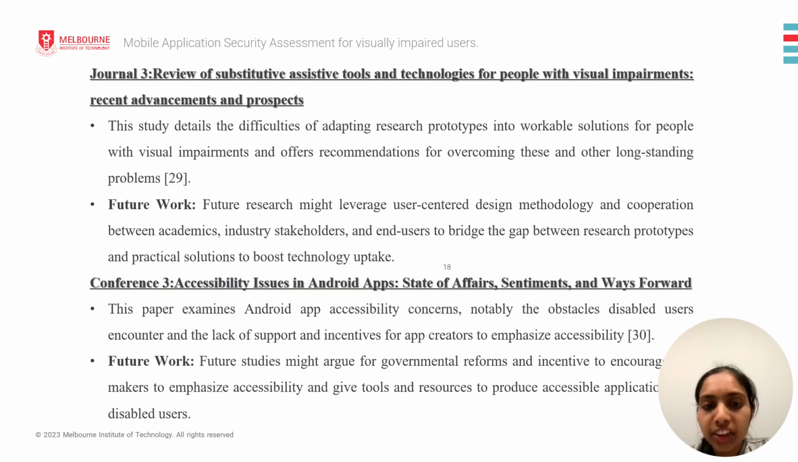Journal 3 paper details the difficulties of adapting research prototypes to workable solutions and offers recommendations for overcoming this and other long-standing problems. Future work might leverage user-centered design methodology and end users to bridge the gap between research prototypes and practical solutions. Conference 3 paper examines Android app accessibility concerns and incentives for app creators to enhance accessibility. Future work might argue for governmental reforms and incentives to encourage makers to emphasize accessibility.